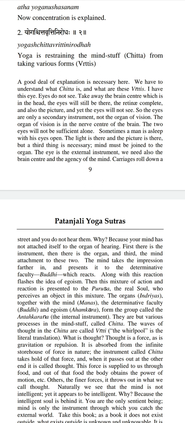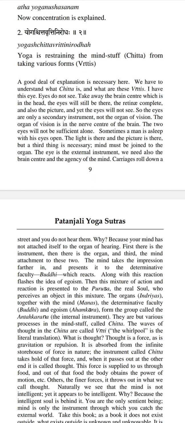Like, I have this eye. Eyes do not see. Means we have eye, but it is not able to see. Take away the brain center which is in the head, the eyes will still be there. Brain center, that is the central part where all ideas are concentrated. So the eyes will be there even after you have taken the brain center from the head. Eyes will still be there, the retina will be complete, and also the picture, and yet the eyes will not see because our brain is not seeing.